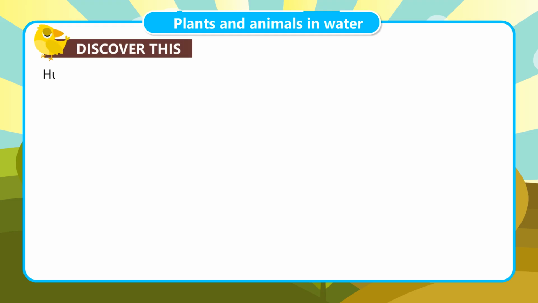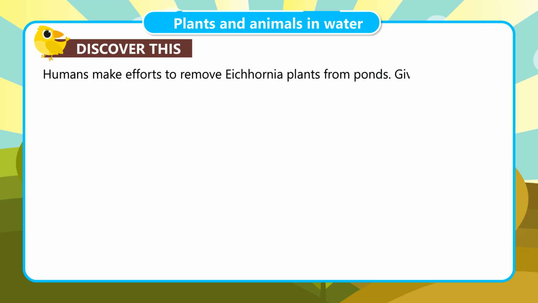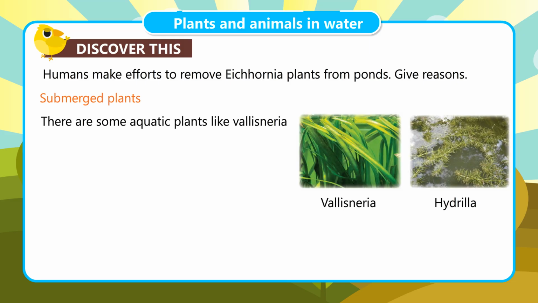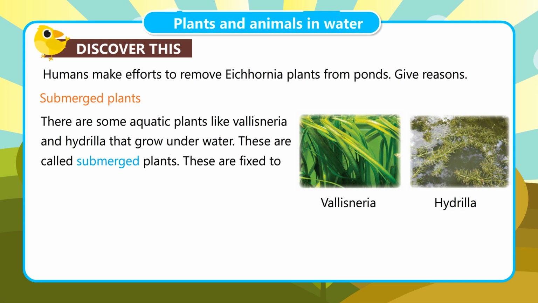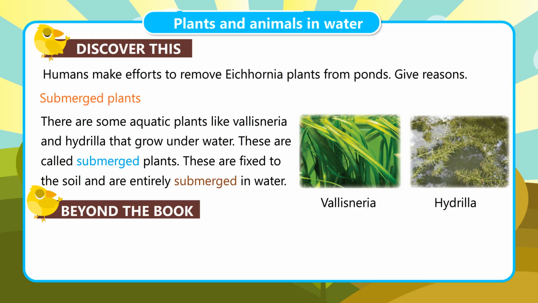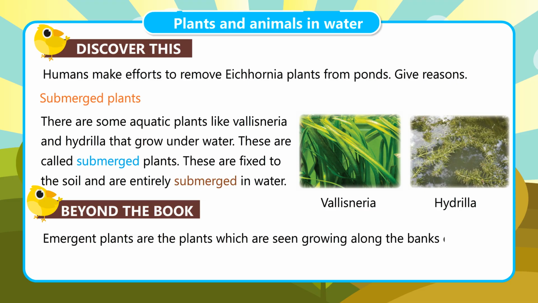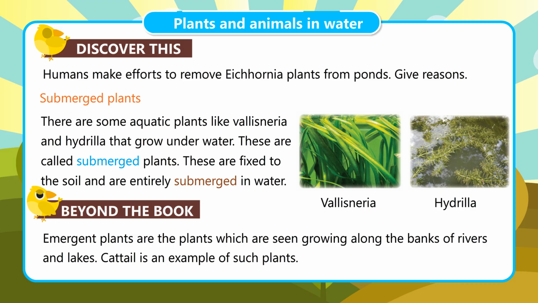Discover this. Humans make efforts to remove Eichhornia plants from ponds. Give reasons. Submerged plants. There are some aquatic plants like Vallisneria and Hydrilla that grow underwater. These are called submerged plants. These are fixed to the soil and are entirely submerged in water. Beyond the book. Emergent plants are the plants which are seen growing along the banks of rivers and lakes. Cattail is an example of such plants.